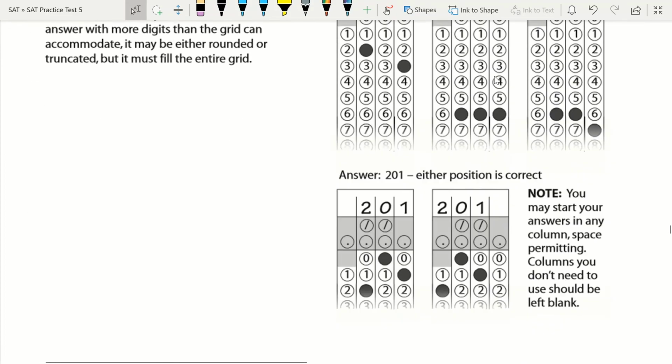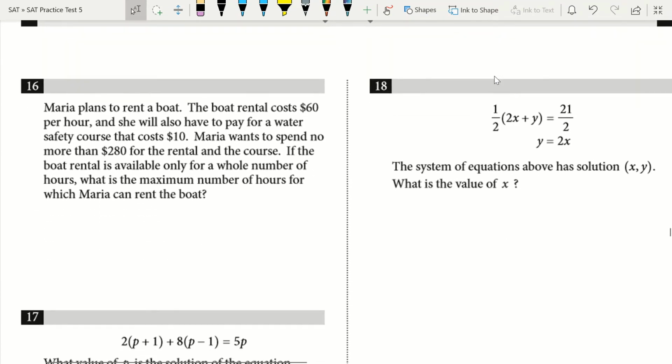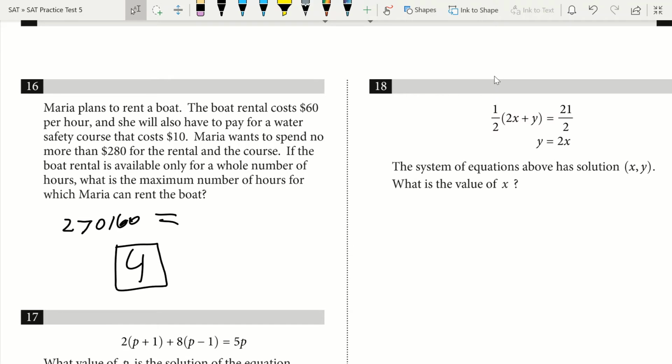All right, question 16. Maria plans to rent a boat. The boat rental costs $60 per hour. She'll also have to pay for water safety costs that cost $10. Maria wants to spend no more than $280 for the rental in total. If the boat rental is available only for a whole number of hours, what's the maximum number of hours she can rent the boat? Well, that's going to be 280 minus her initial cost of 10, which is 270. 270 over 60. That's going to give us a little bit over 4, right? So midway through the 4s, but she can only rent it for whole numbers of hours. So our answer there is 4.